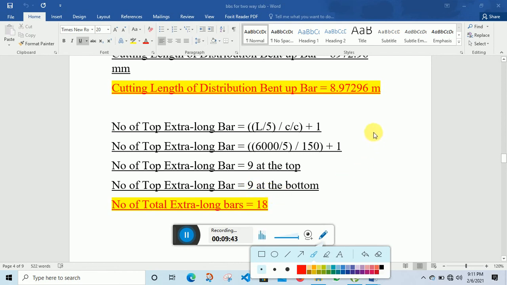Okay, so if the bend is like this way, here we will put the 9 bar, and also here we will put the 9 bar. So that's why I add 9 plus 9, we will get 18 number of the top extra bar for the top extra long bar.